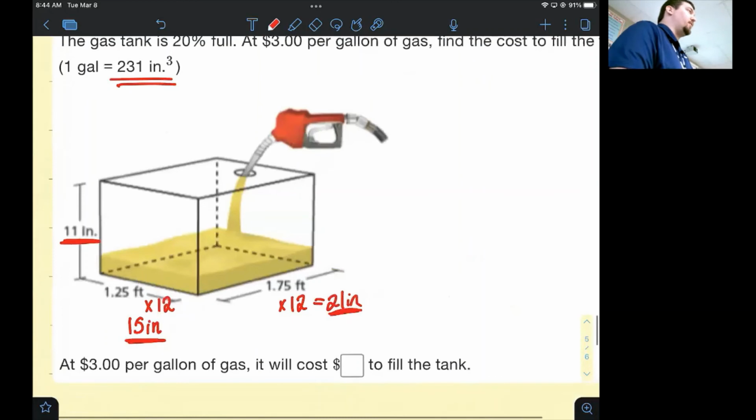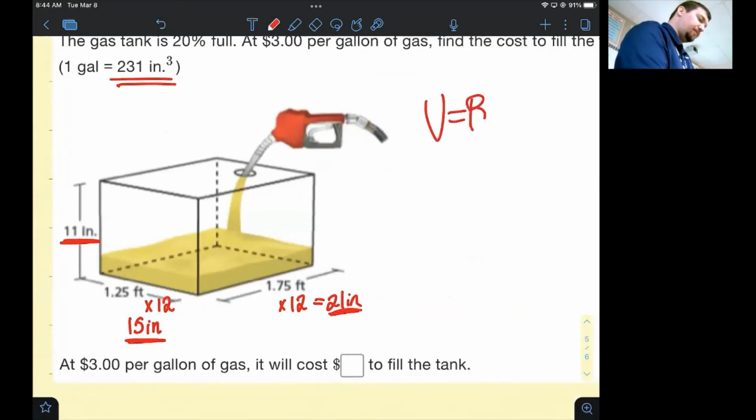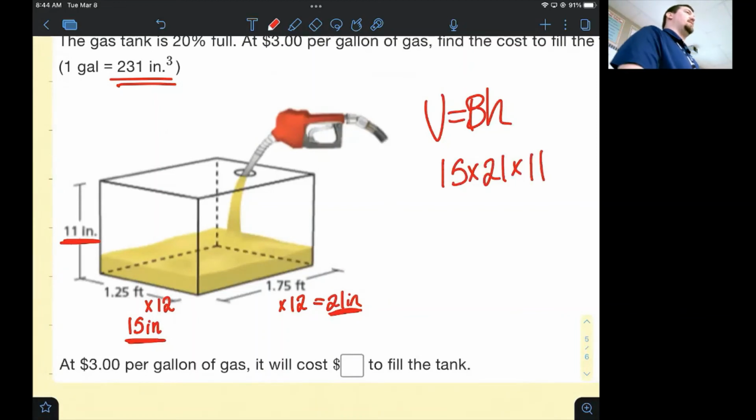So to find its volume, just like I did for school lockers, I'm going to do length times width times height. And Hunter, what do you get for the volume of the entire gas tank? 3,465 inches cubed. Perfect. Okay.